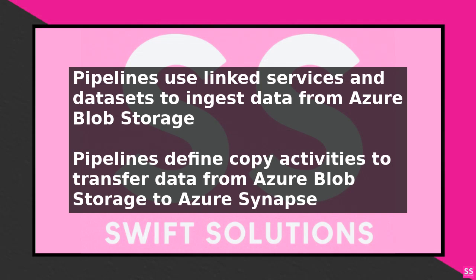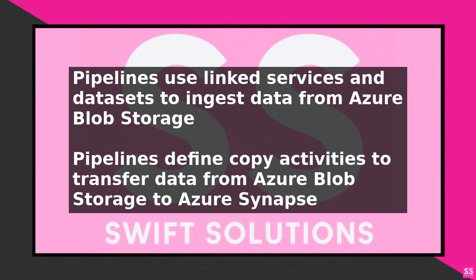Step 4. Configure the copy activity. In the copy activity, you need to configure the source and sink settings. The source is your Azure Blob Storage and the sink is your Azure Synapse database. You can also define additional settings such as the file format and compression.